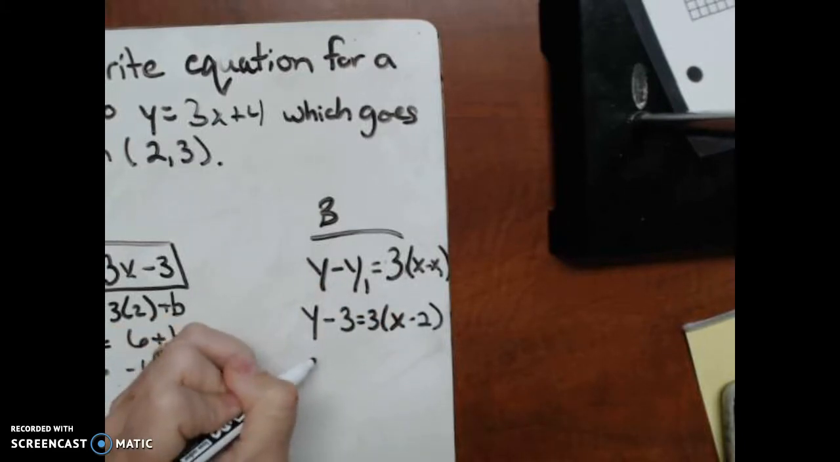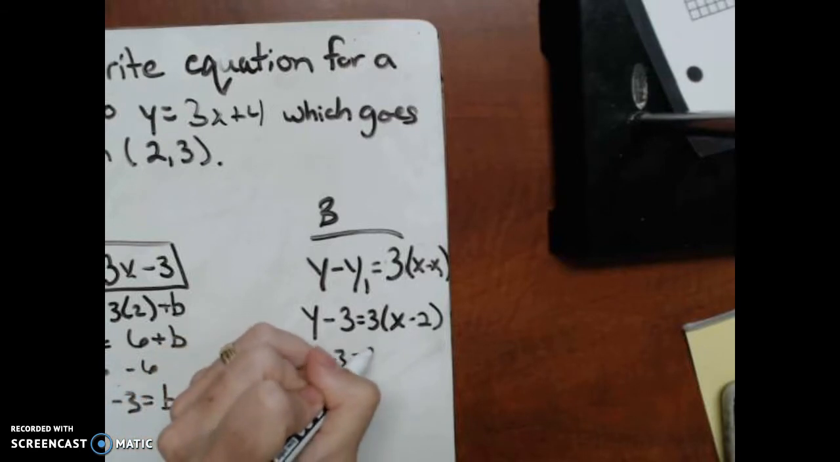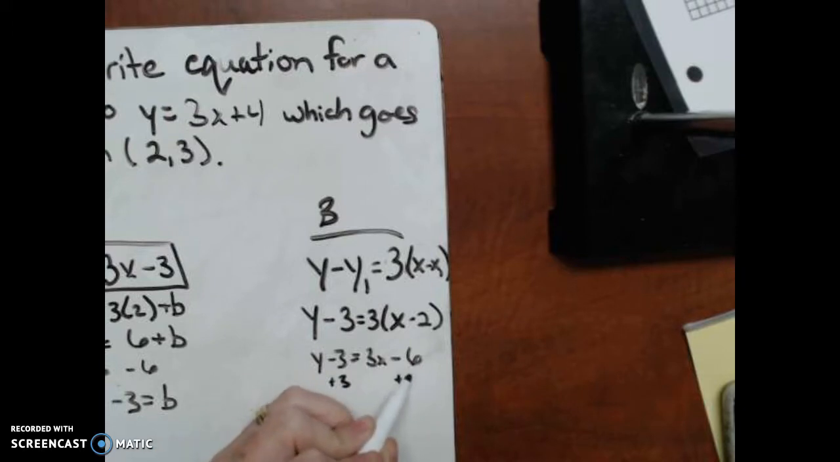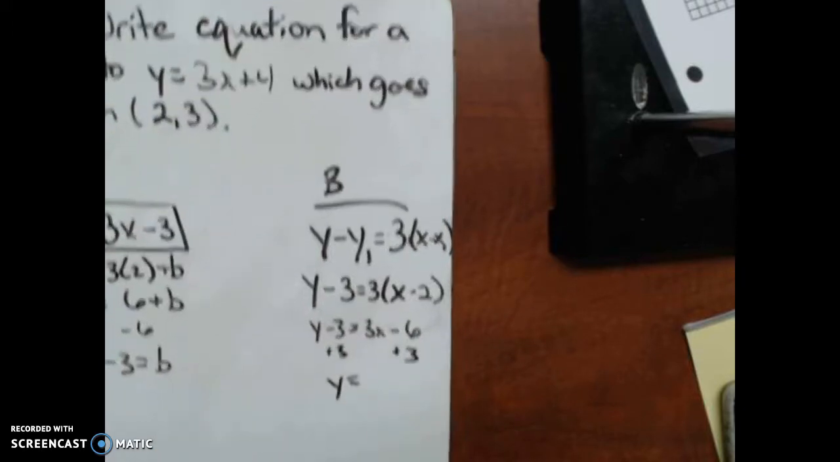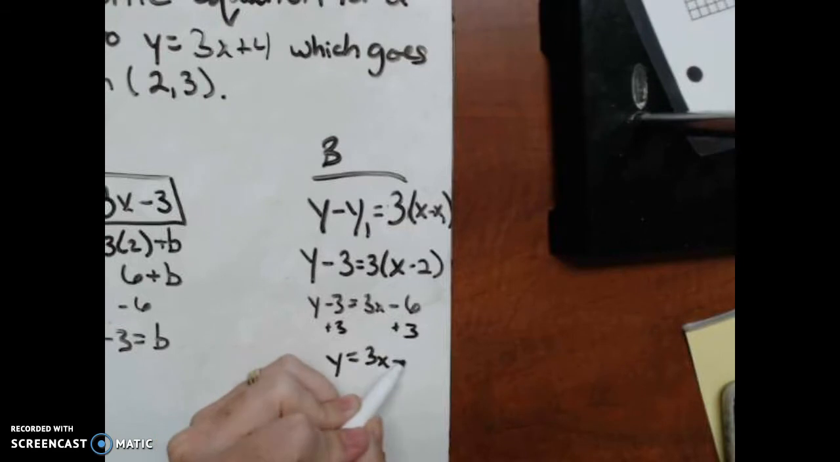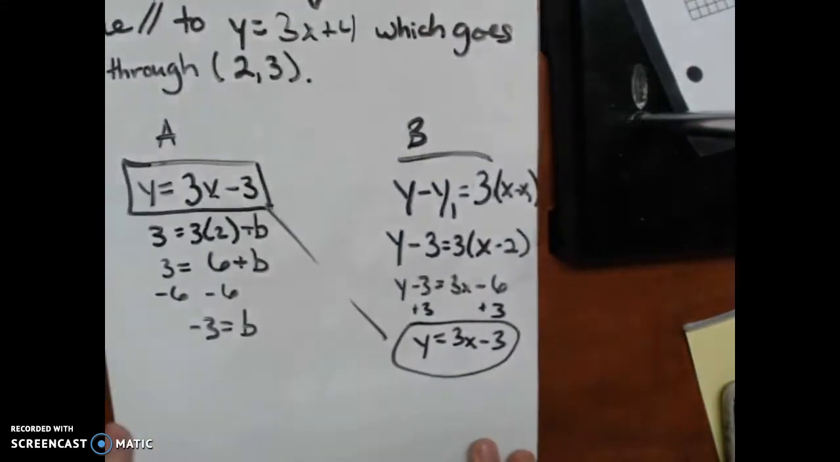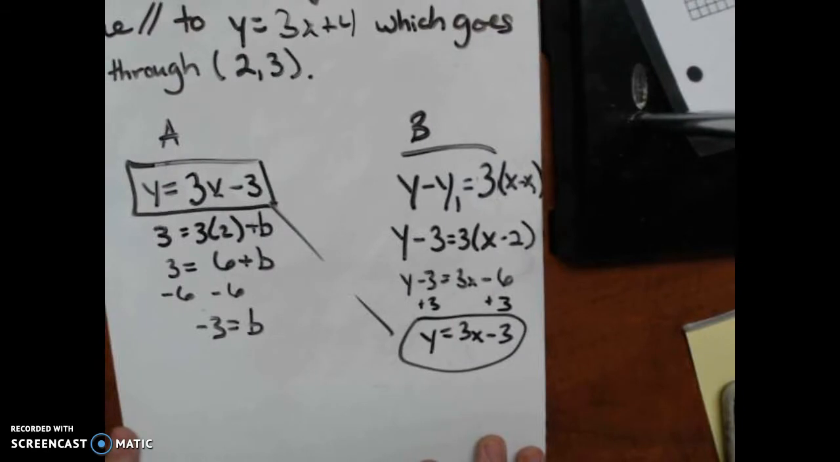And I crunch the numbers here. I get 3x minus 6. And then I add 3 to both sides, and lo and behold, 3x minus 3. I get the same thing that I got up there. You can use either method that you want to, starting with either of the forms that you want to, but either way you're going to get to those two equations.